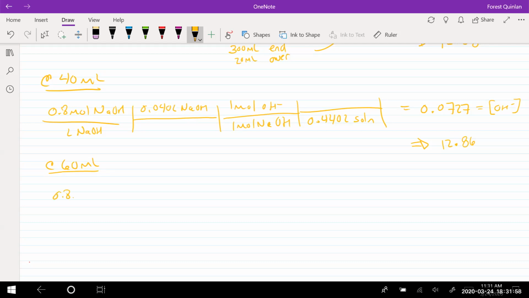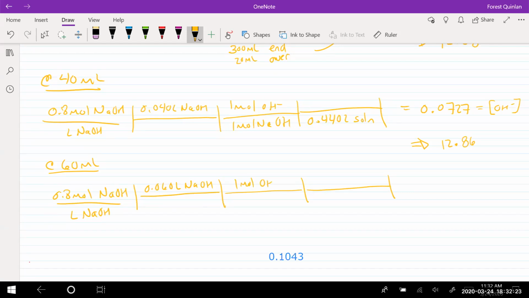So 0.8 moles of NaOH per liter of NaOH. I guess you could say ditto for the beginning and the 1 mole, if you guys really wanted. 0.60 liters of sodium hydroxide. You could even, if you really wanted to, just show one of these and probably plug and chug. Just remember, it's 0.460 liters of solution.